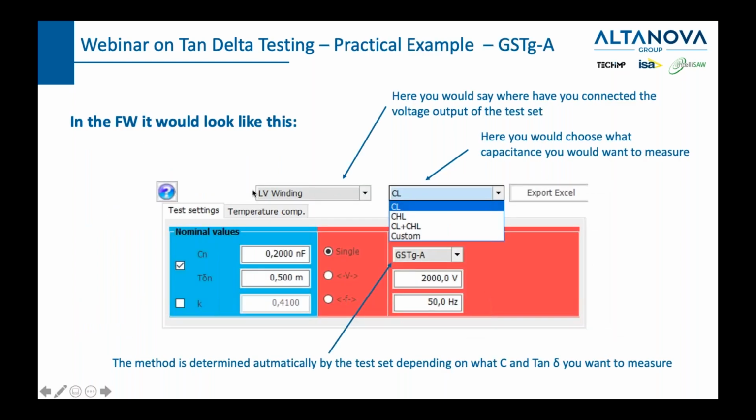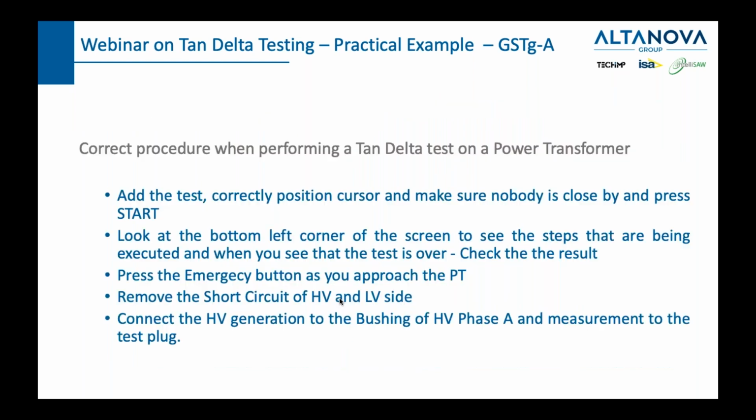So now, to measure CL, we say low voltage winding is the place where we are generating the voltage. We want to measure the CL. As you can see, we can also measure CHL and CL plus CHL. The device automatically chooses the correct scheme, GSTg A, grounded specimen test, guard A, and we press start. We look at the bottom left corner to see if all the steps, calibration, measurement, have been done. And when this is over, we press the emergency button as we approach the PT for safety reasons.